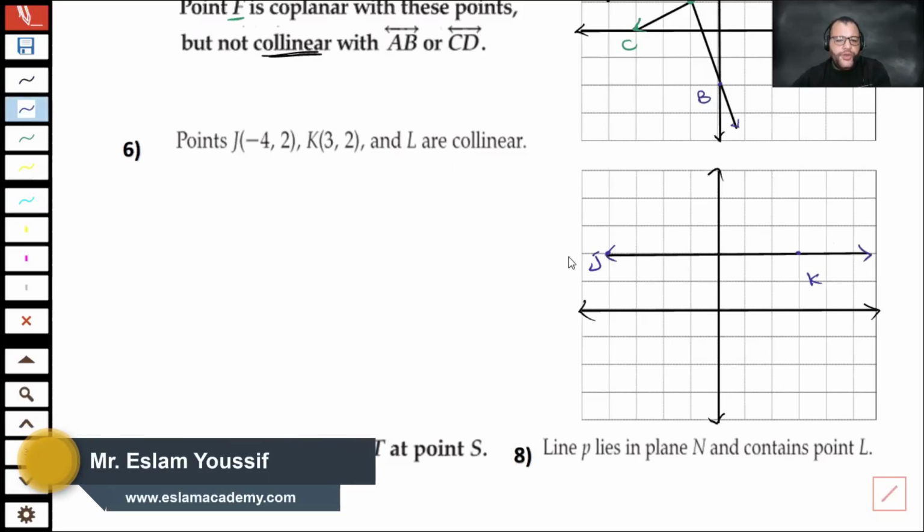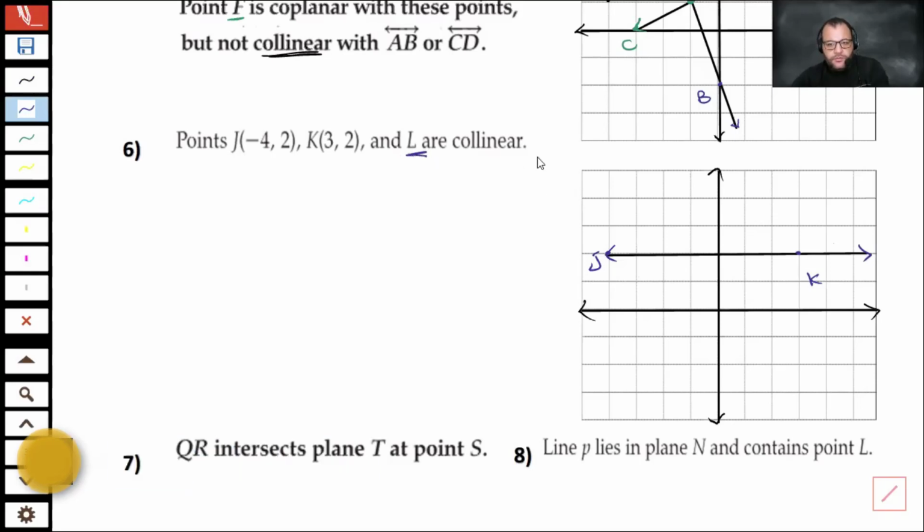We need to draw L collinear. What is the meaning of collinear? It means lying on the same line. So you can choose any place for L. You can suppose the place of L is at zero, zero. You can write L is here. Any place, but only one point. You got the idea for this one?